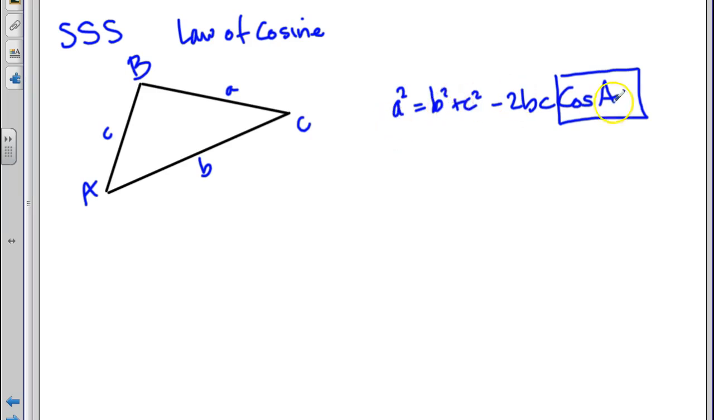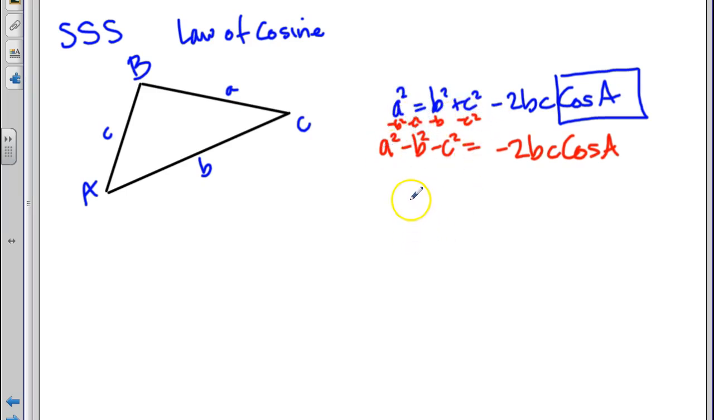So let's solve for cosine A. So I need to get rid of this junk first. So I'm going to subtract b squared and c squared from both sides. So a little algebra move there. I said minus b squared, minus b squared. Can't put those together. Minus c squared, minus c squared. Can't put those together, so I just tacked them on the end of a squared.